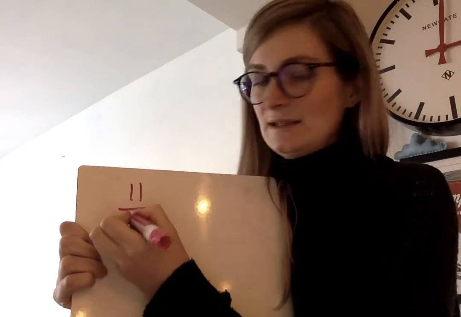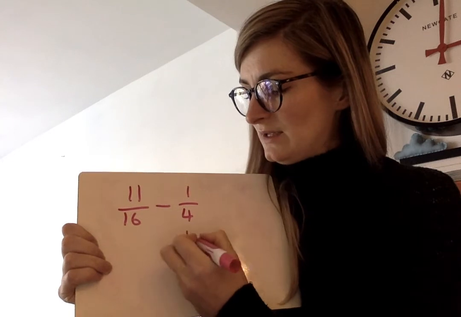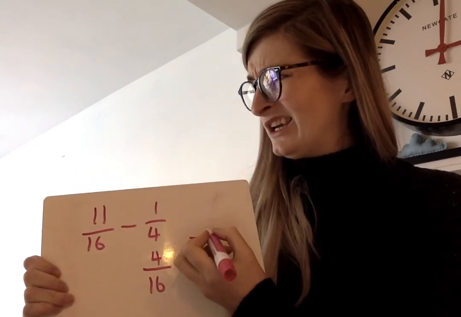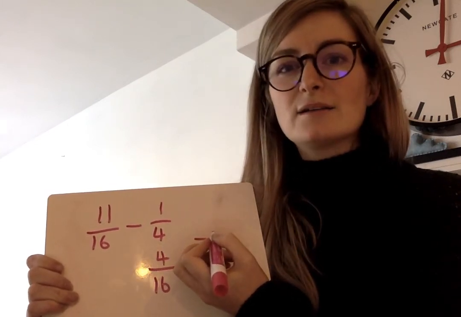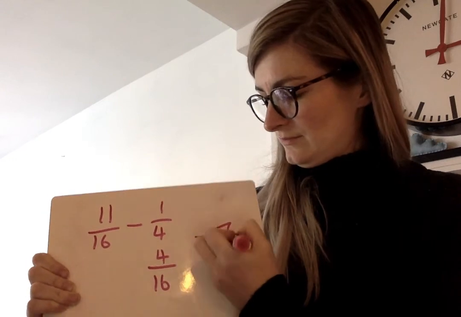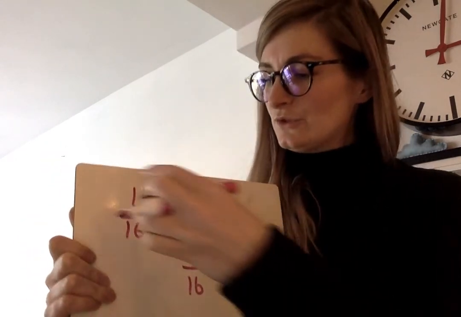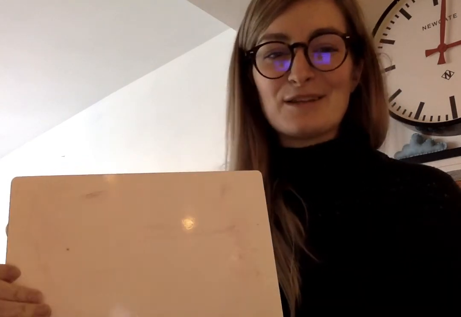Two more to go. Speed fractions, this, guys. 11/16 take away 1/4. I know that 1/4 is the same as 4/16. 11 take away 4 is, mind blank, 7. 7/16. That was embarrassing, wasn't it? Can you simplify that? Yes or no? No, it is 7. It's been a long day, guys.